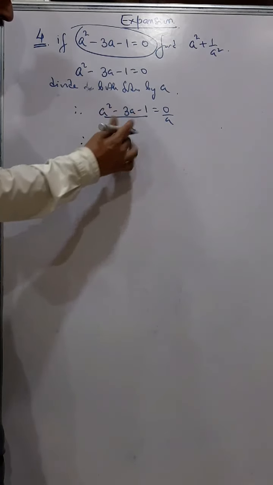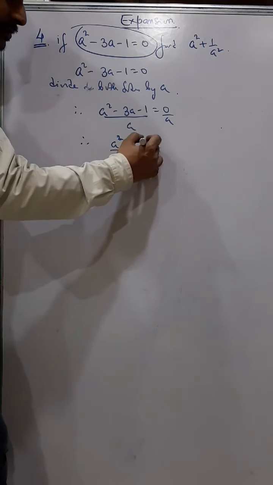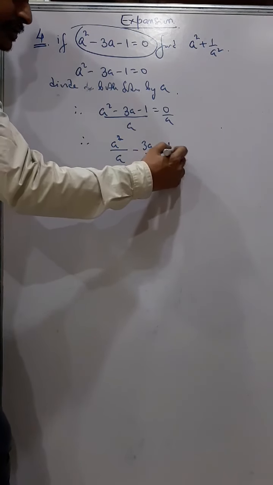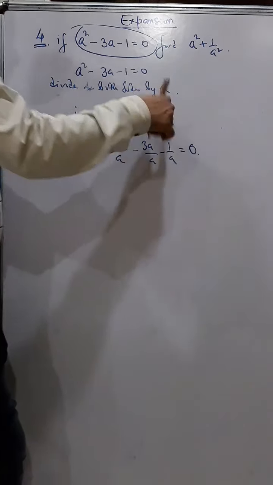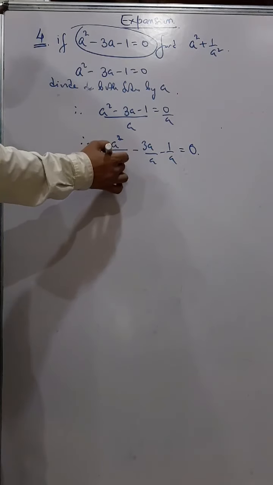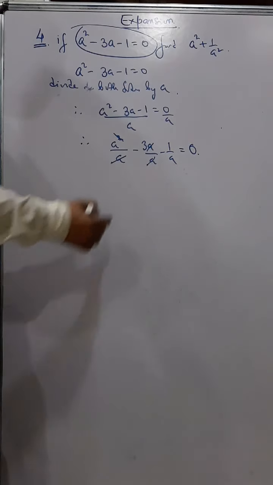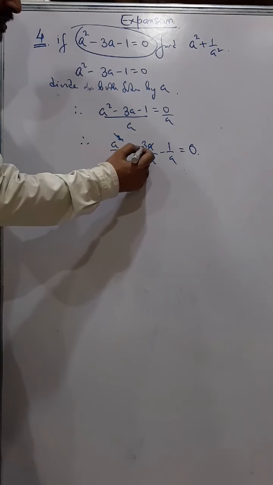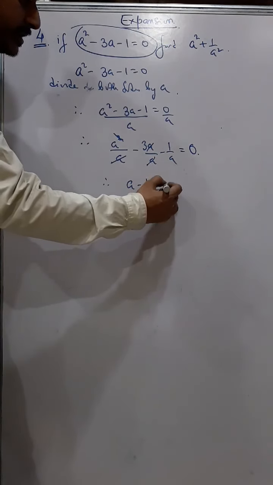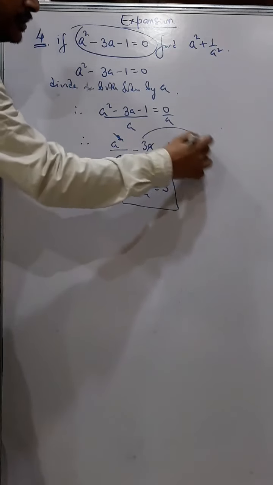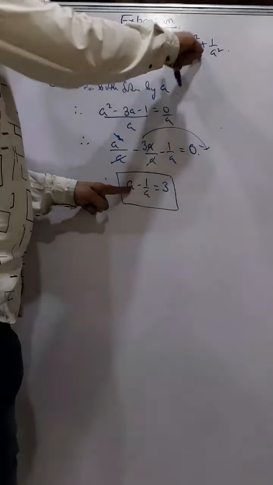Now when I split the LCM, we can write this form in this way. We are just splitting the LCM, and that is equal to 0. And now you can see here that a and one of the a get cancelled, and this a gets cancelled, and now you can say it is a minus 3 minus 1 by a. Finally, I can say a minus 1 by a is equal to 3, is it not? This 3 goes to that side.